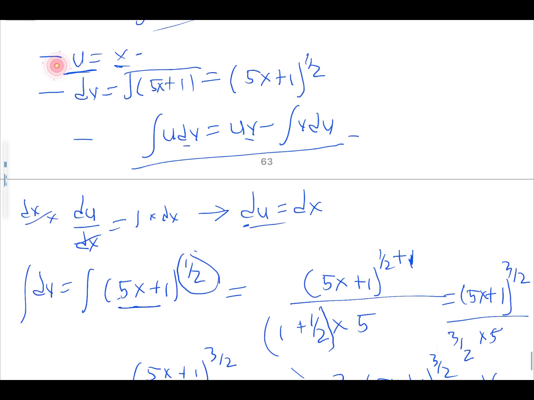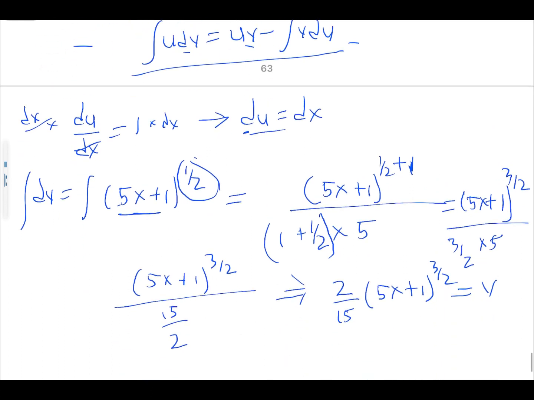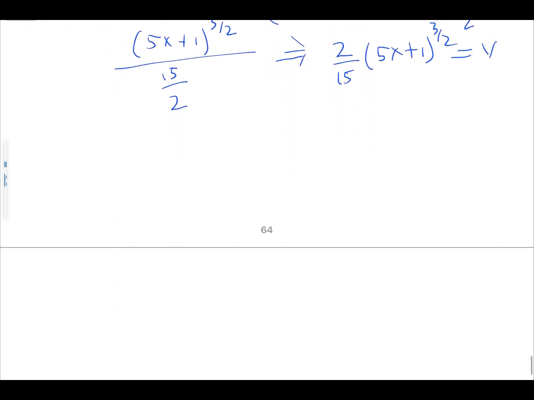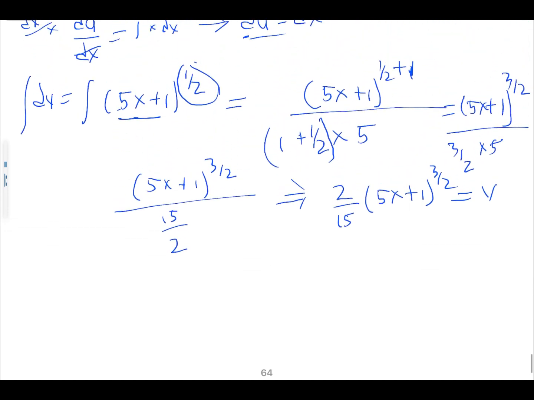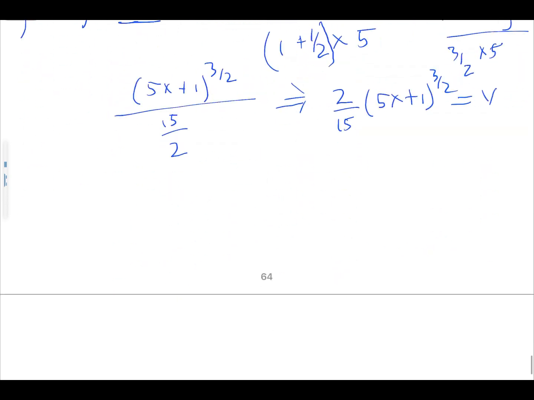So now you have, by checking, your u, you have your dv, you have your v here, and then you have your du here. That means that we are good to go according to this formula. So doing this, whatever you need to do is substitute it inside the formula.